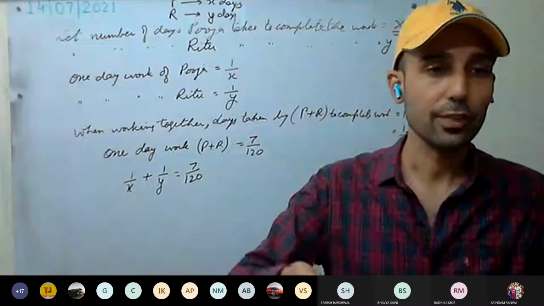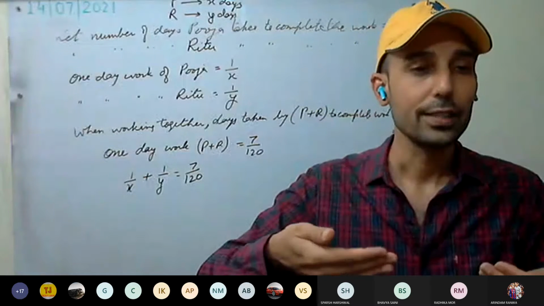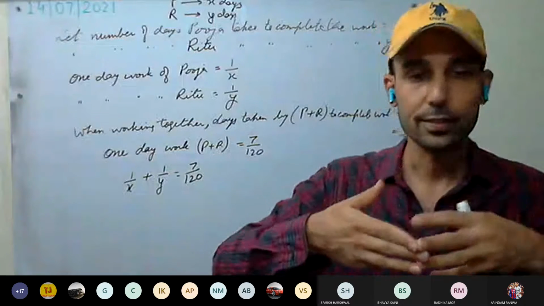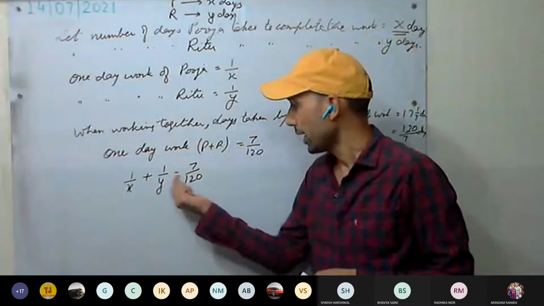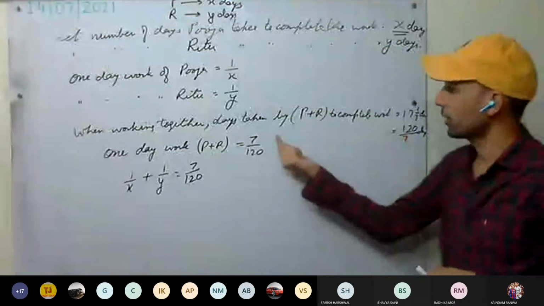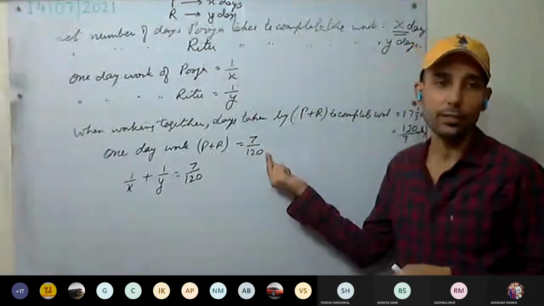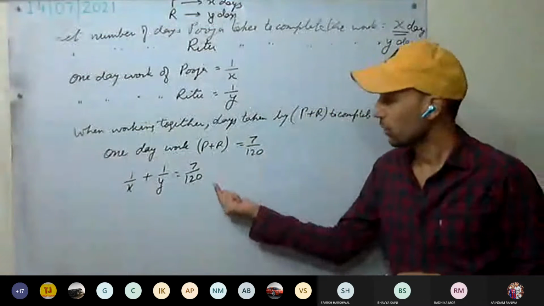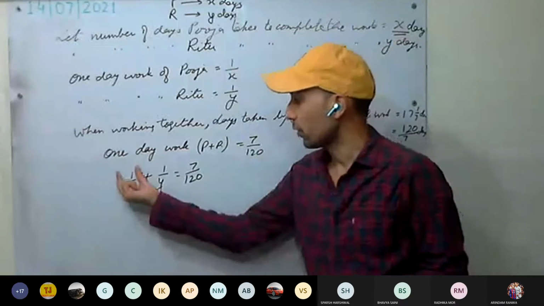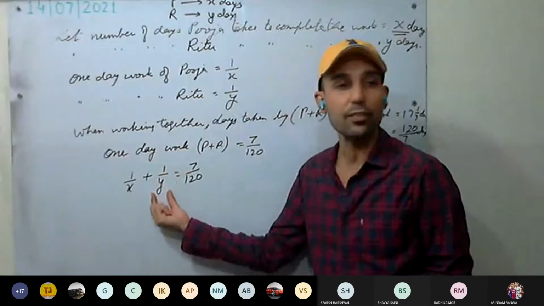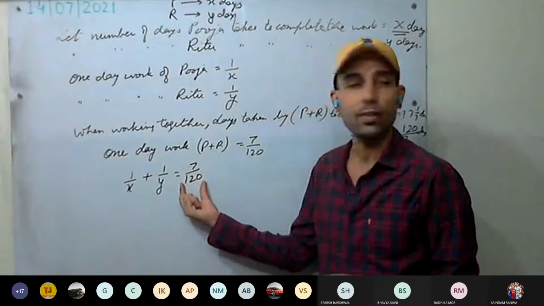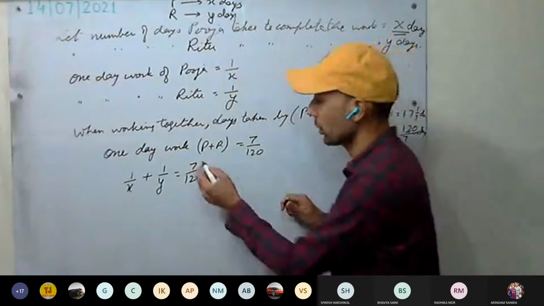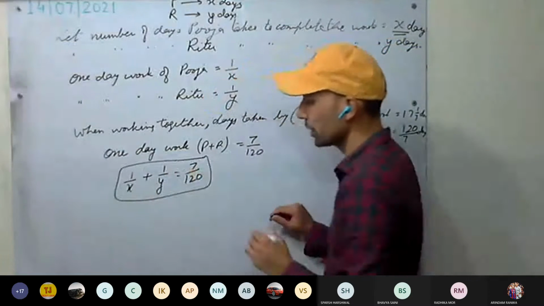Yes or no? Two persons are working together, so whatever work they have done each day will be added. And how much have they completed each day when working together? 7 upon 120 of the work. So this is our first equation: one day work of Pooja plus one day work of Ritu equals one day work when working together. Have you understood this one?